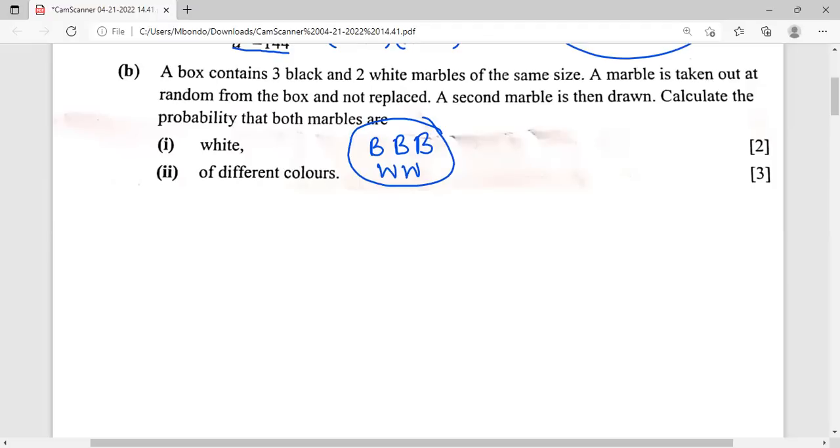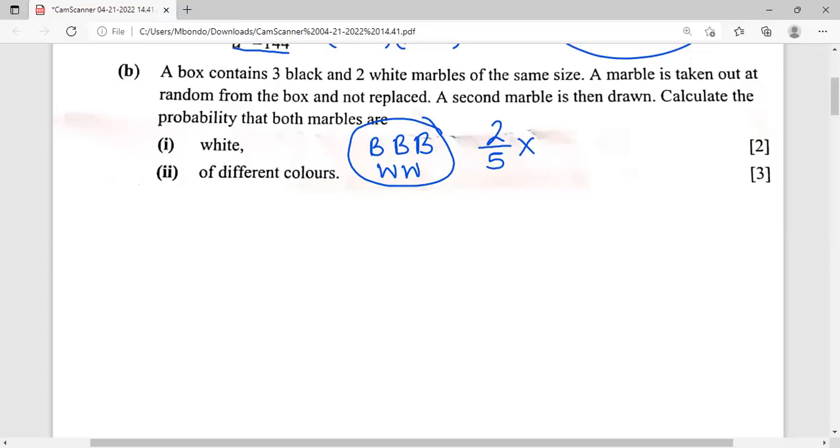What is the probability that the first one is going to be a white marble? I hope you're following me. How many white marbles do we have here? We have 2. So we're going to have 2 over the total, which is 5. Is that clear? Then multiplied by the second one should also be a white marble.